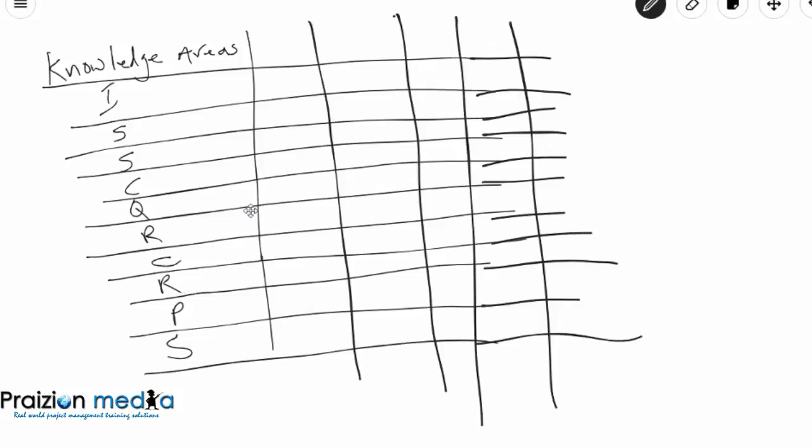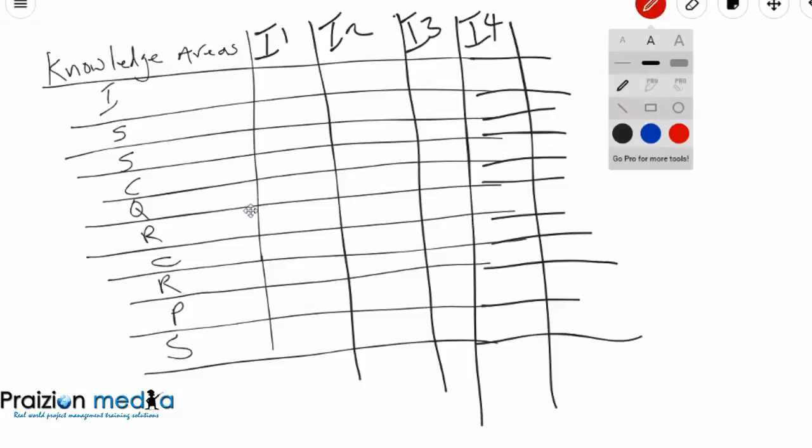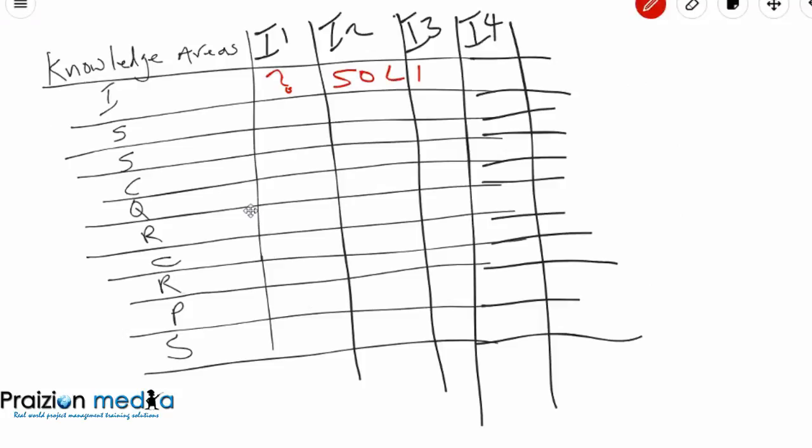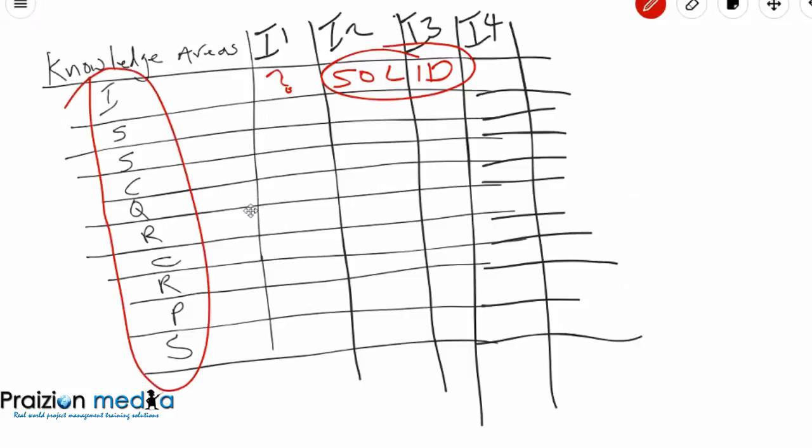I want you to think like the PMI espouses the idea of the release plan. So you're going to think of these as iterations. Iteration 1, iteration 2, iteration 3, iteration 4. The question is, how many solid iterations have you done of these guys over here?